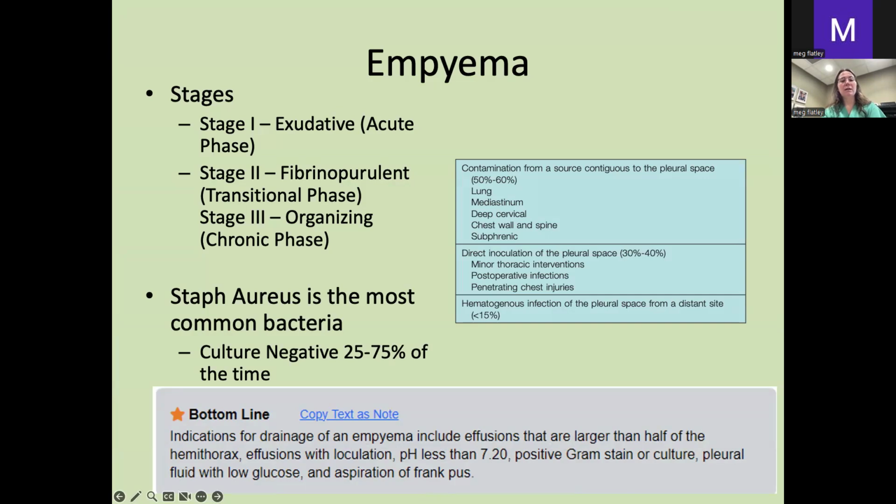And then this is a little bottom line from TrueLearn about the indications for drainage. So if they're really big, if they're loculated, if they are really acidic, if you know that there are organisms in there, or if you aspirate frank pus. That was the question I got yesterday, which seemed pretty obvious, but hopefully you guys get that one on the ABSITE.